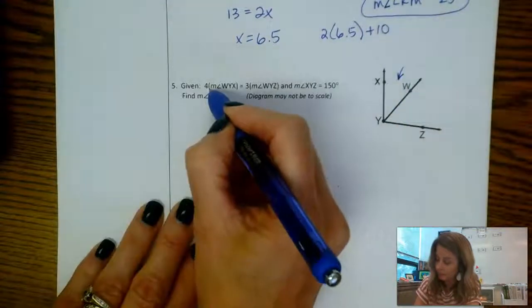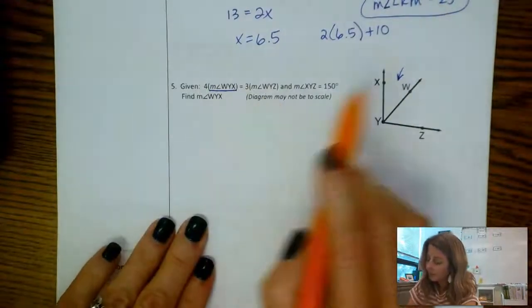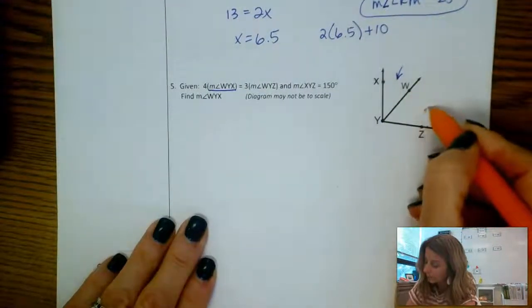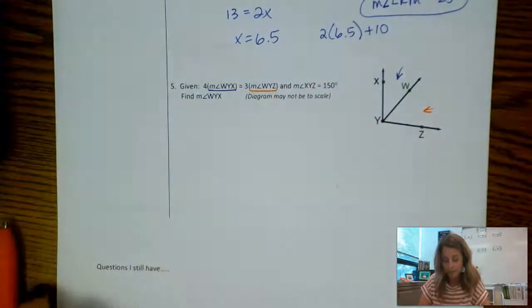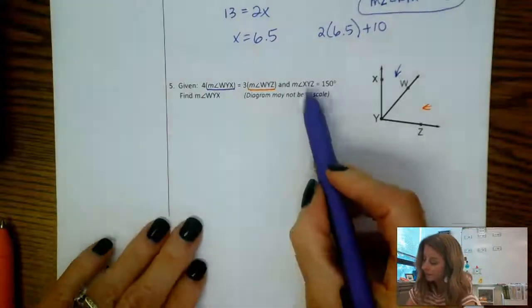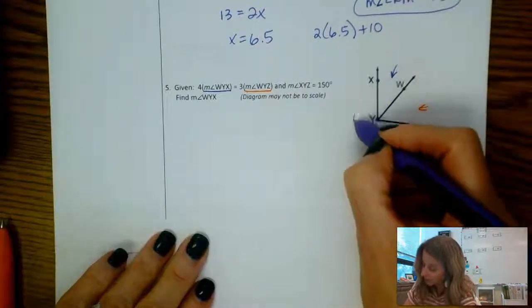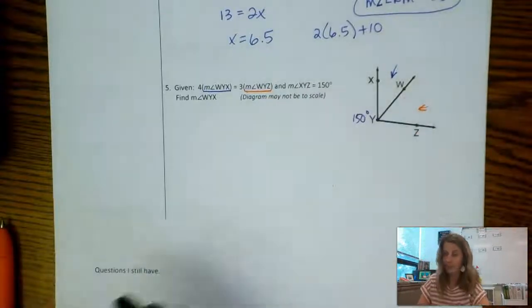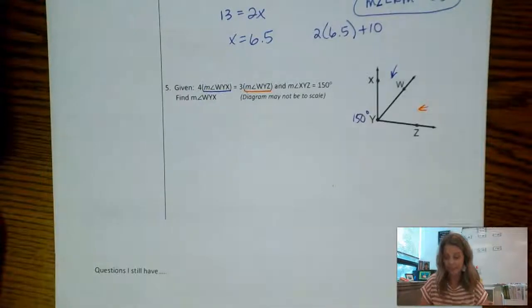Okay, I'm maybe going to underline it in blue. And then wyz is this angle over here, maybe underline it in orange. The measure of XYZ, the whole thing there, is 150, so I'm going to jot that down on the outside. So there are a lot of ways to probably set up and solve it.